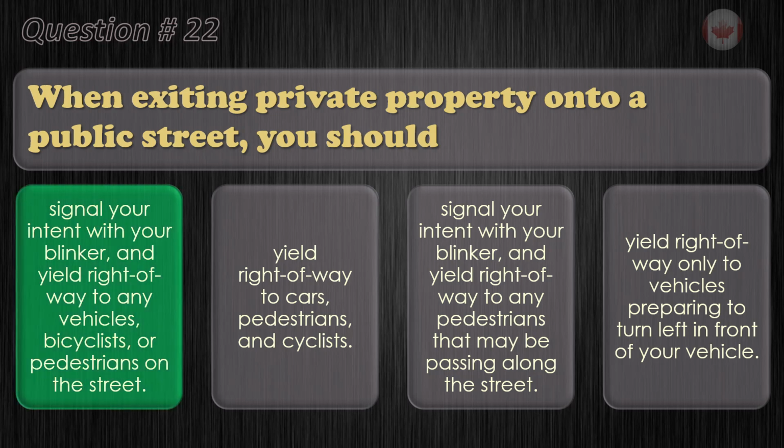The correct answer is signal your intent with your blinker, and yield right-of-way to any vehicles, bicyclists, or pedestrians on the street.